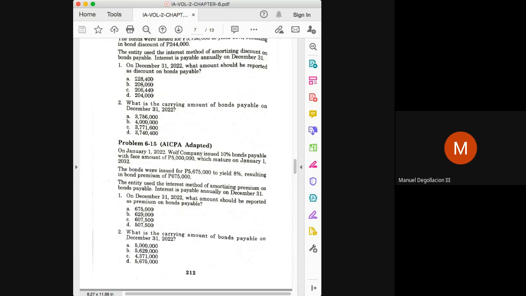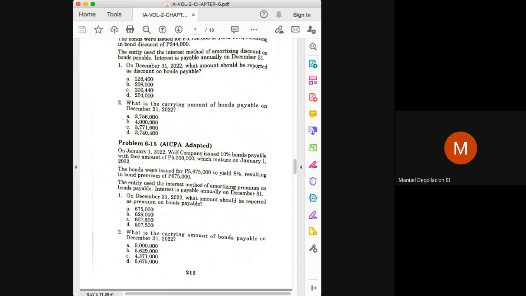Now, the second question is what is the carrying amount of the bonds payable? Again, the carrying amount is simply the face value minus the unamortized discount or plus the unamortized premium. So here the face value is 5 million, and as determined earlier, the remaining premium is 629,000. That is why the carrying amount of the bonds payable on December 31, 2022 would be 5,629,000. If you notice, that is already lower than the initial carrying amount of 5,675,000, because if it's on a premium, the carrying amount will slowly move down towards its face value. If it was a discount, it will slowly go up towards its face value.